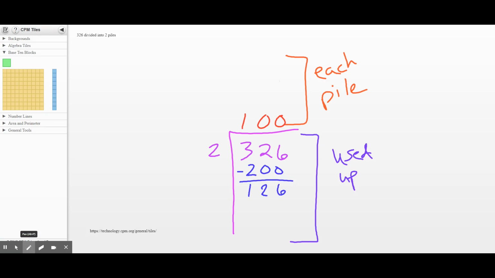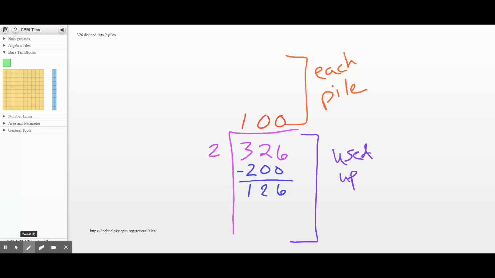What did you do in order to make it work? Well, that 1 100 had to be exchanged for 10 10s. So now I have 12 10s. So when I look at that number, I can see the 12 10s in it, and I can see the 6 1s. So if I've got 12 10s and I want to split that up into 2 groups, how many goes into each group? 6 of them.